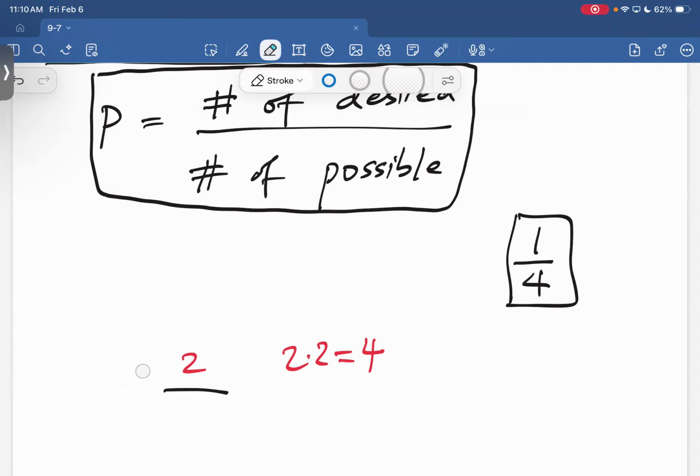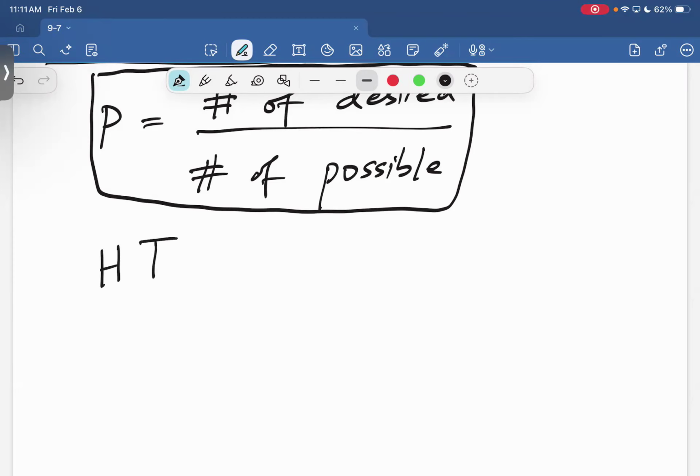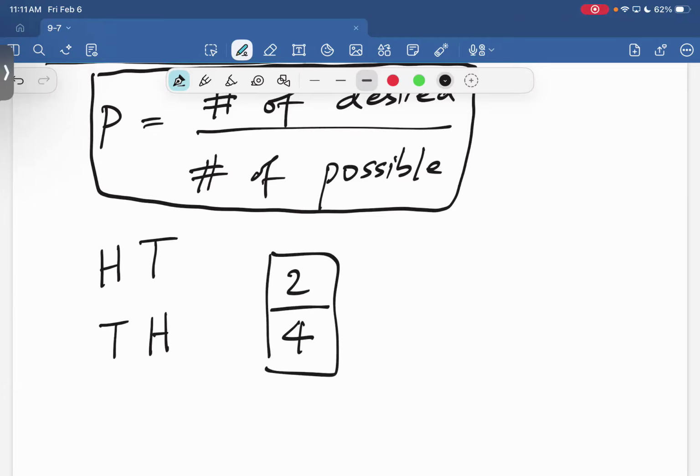Okay, let's do 1B. So 1B, what is the probability of getting one head and one tail in any order? Now we have 2 desired outcomes, right? It could either be HT or it could be TH. This is also 2 factorial, isn't it? So we have 2 desired outcomes and we still have the same total possible outcomes. So it's 2/4 equals 1/2. Questions?